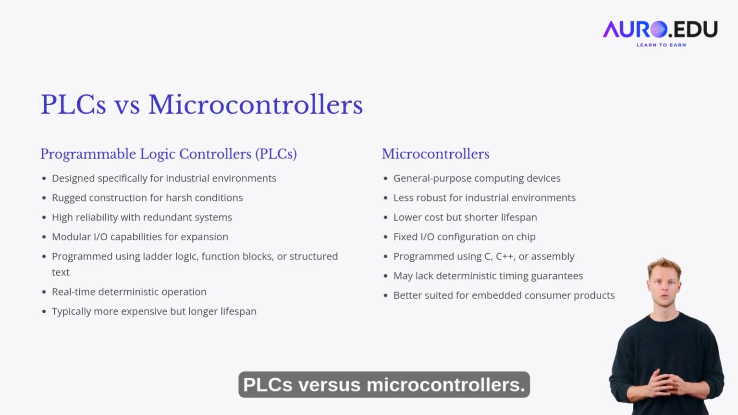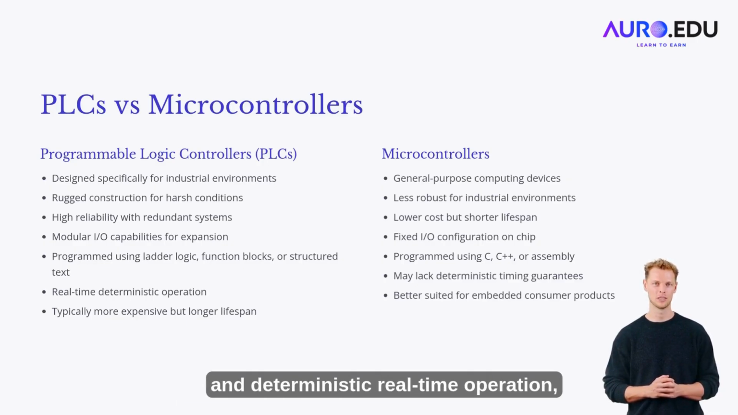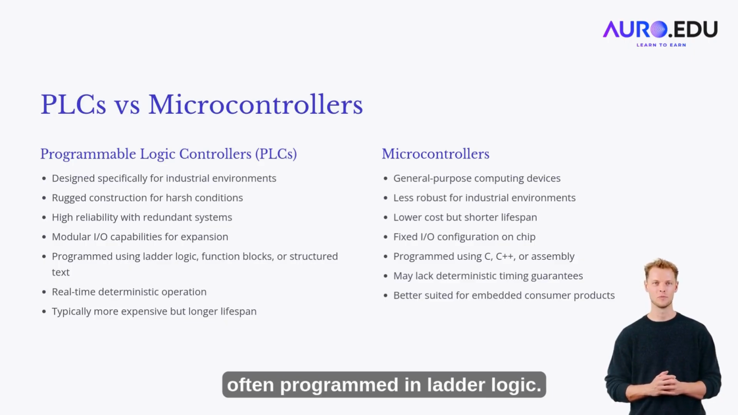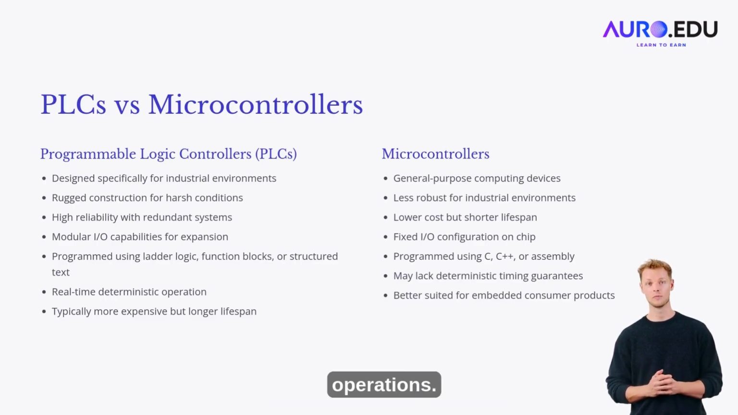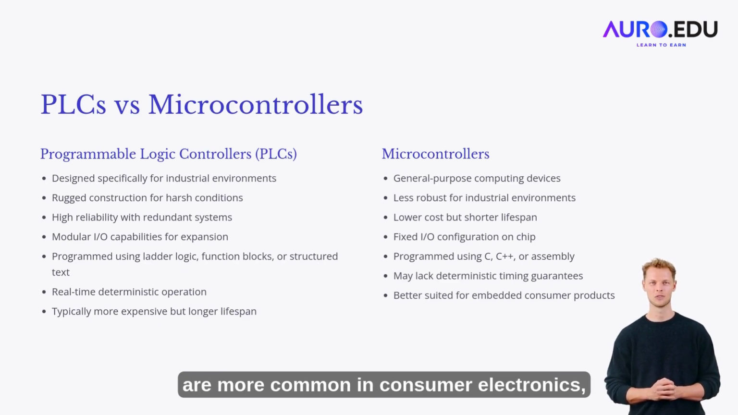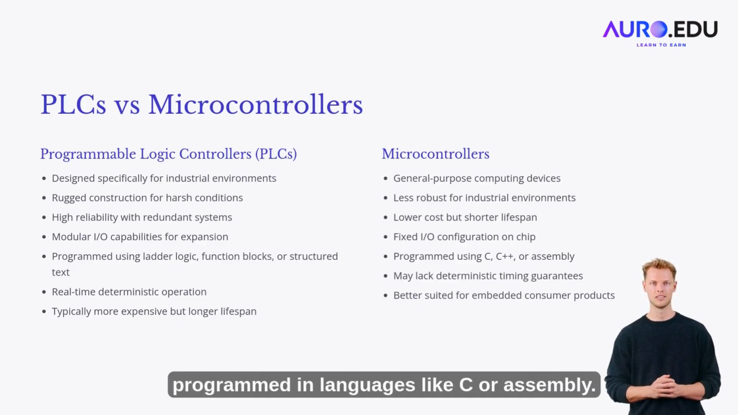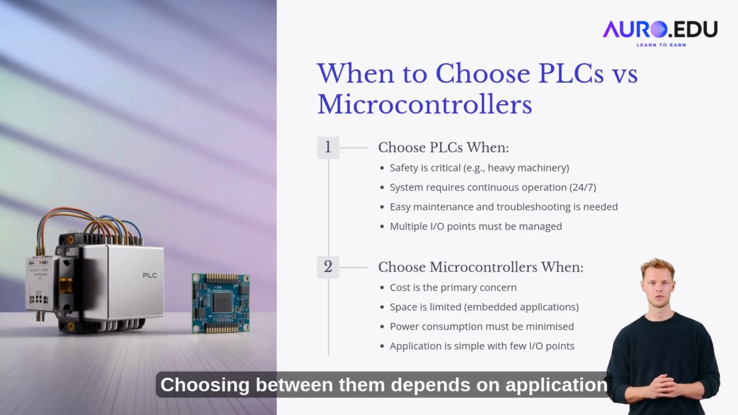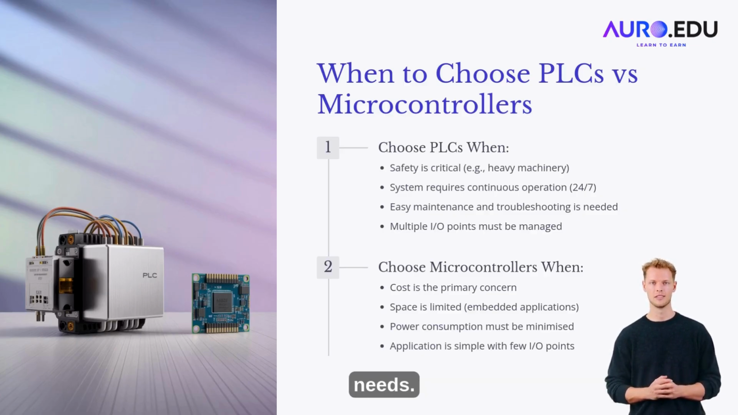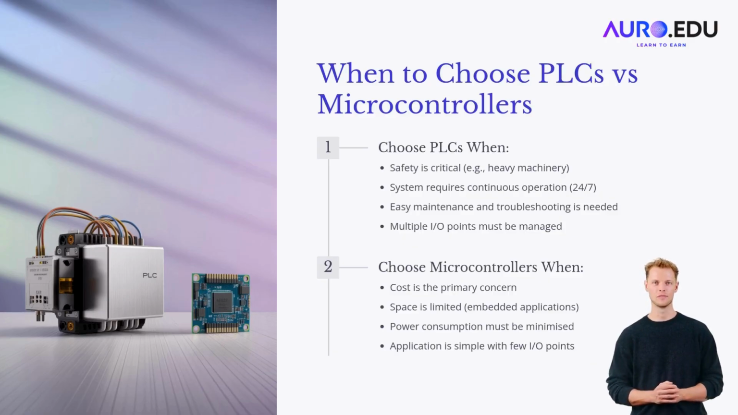PLCs versus microcontrollers. PLCs are rugged devices built for industrial environments, supporting modular I/O and deterministic real-time operation, often programmed in ladder logic. They excel in safety-critical 24/7 operations. Microcontrollers, on the other hand, are more common in consumer electronics, less robust, and lower cost, programmed in languages like C or assembly. Choosing between them depends on application needs. Industrial safety and uptime usually mean PLCs, while cost-sensitive simple tasks might use microcontrollers.